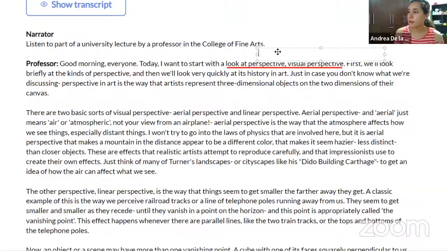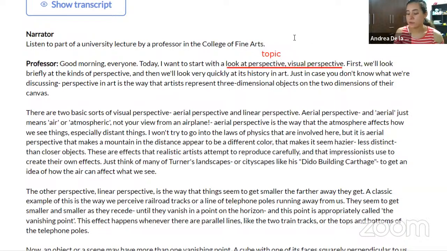Visual perspective. And the topic is always going to be presented in the introduction, in the first part of the lecture, guys. So it's really important that you hear and pay close attention to that introduction. And I would even suggest that you don't take notes yet during that first part. Just make sure that you understand what the topic is. Okay, guys?